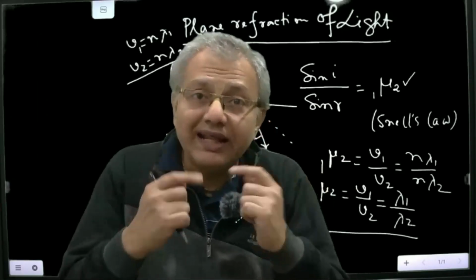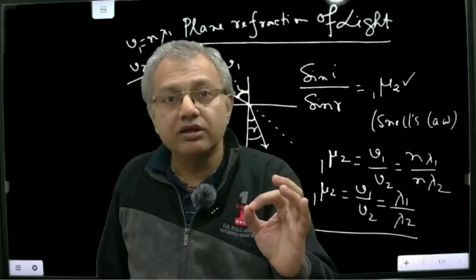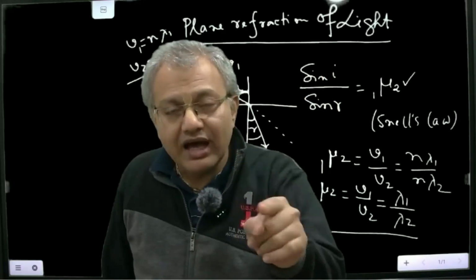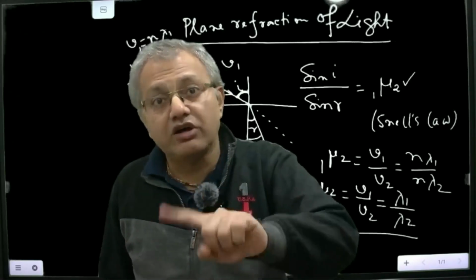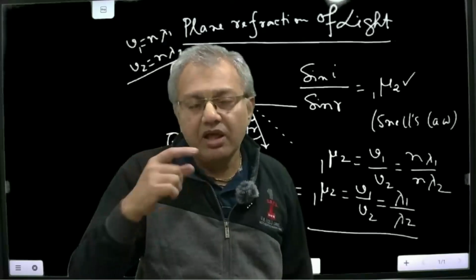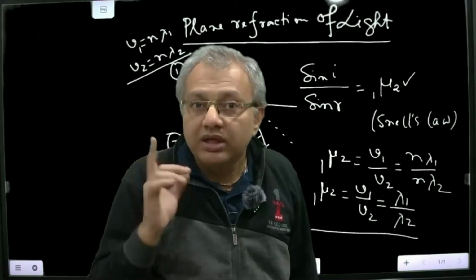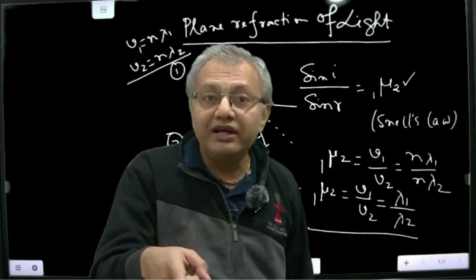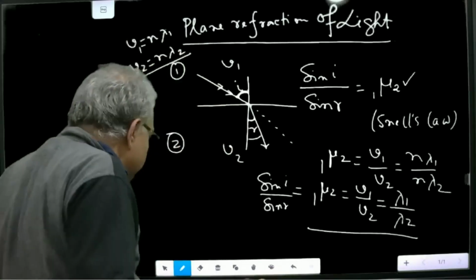So how can I tell what the absolute refractive index is? The refractive index of a medium, whenever I take it with respect to vacuum, is called the absolute refractive index of that medium. For example, if I take the refractive index of water with respect to vacuum, then that is called the absolute refractive index of water. So how do we take this?